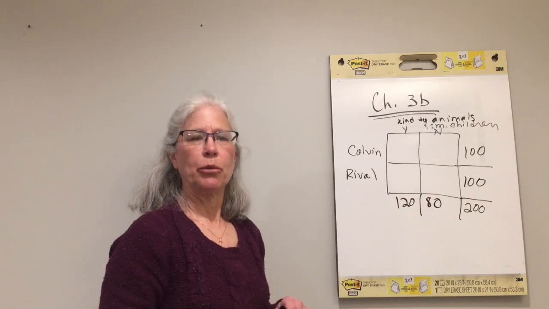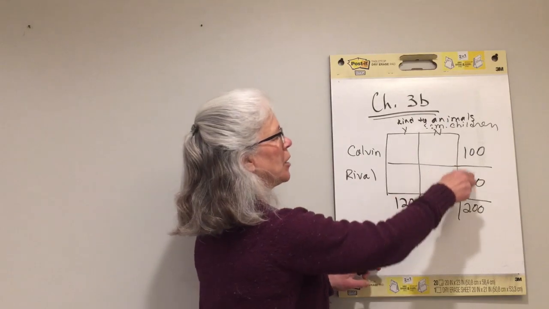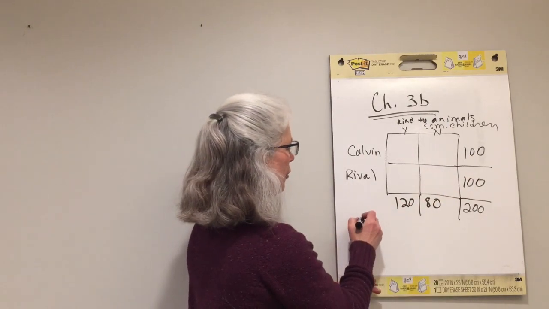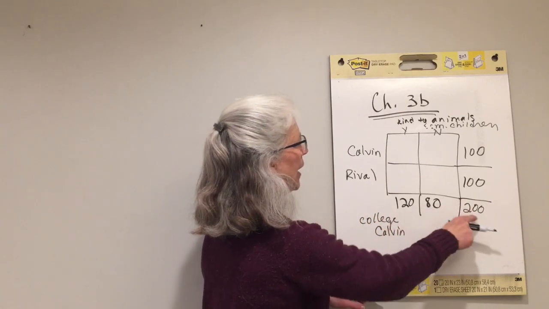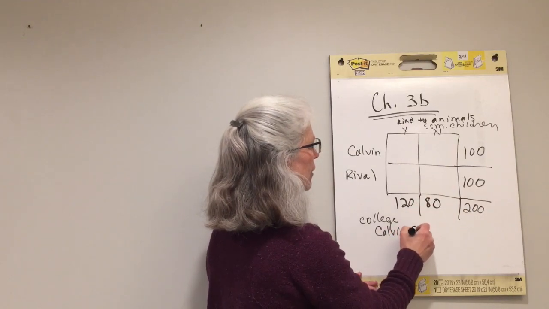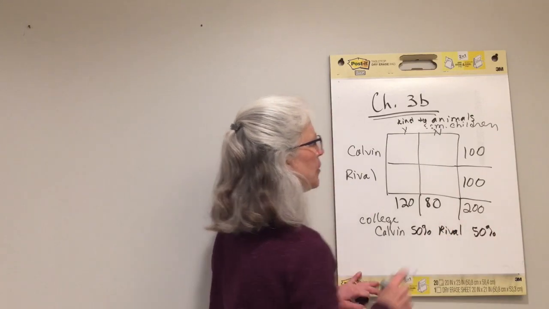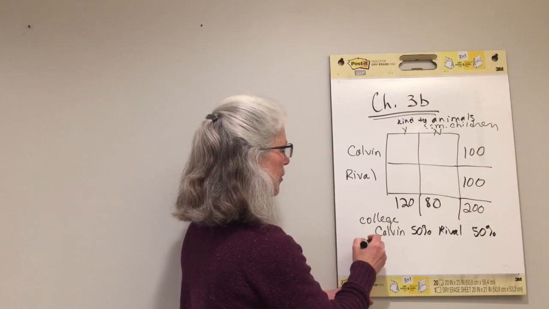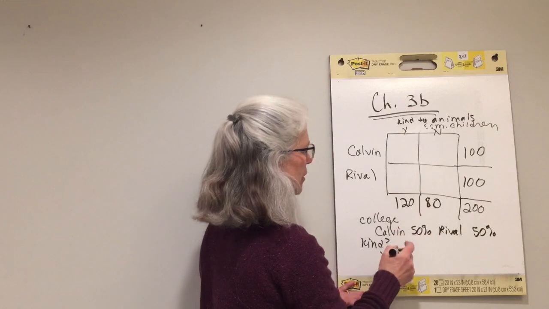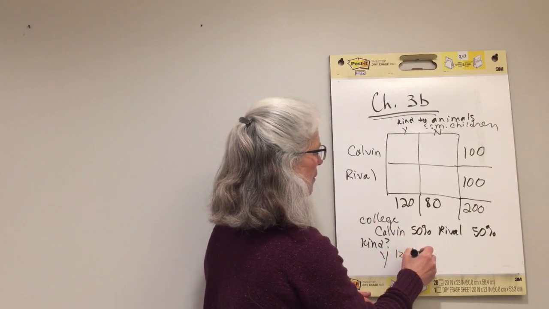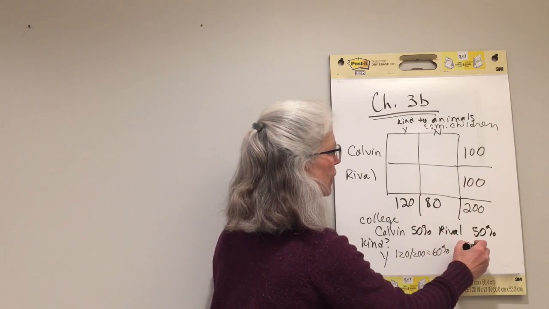So now we're going to describe our variables one at a time. These are called the marginal percents or the marginal distributions because we're getting the numbers from the margins, the totals. So if we look at college first, well, out of our 200 students, 100 came from Calvin, so 50% are Calvin students, and 50% come from the rival college. And whether you're kind, well, 120 are kind out of the 200, so 60% are kind, and not kind, 80 out of 200, 40%.